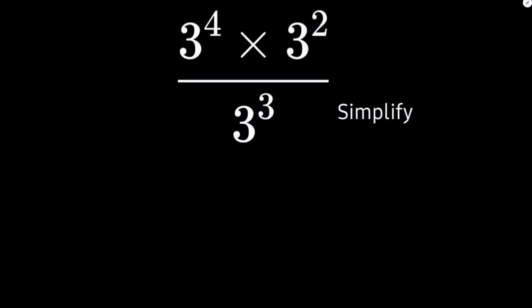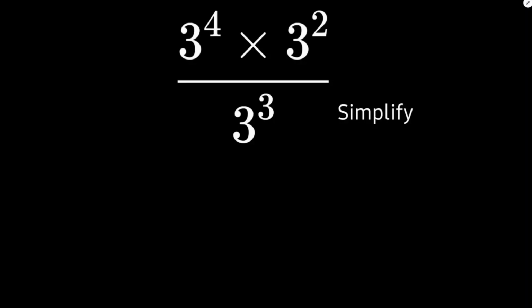Hello guys, today we are going to be solving this question: 3 to the power 4 times 3 squared, divided by 3 to the power 3. So this is a very simple question. Here we are basically going to be using the laws of indices. Those are very simple laws.